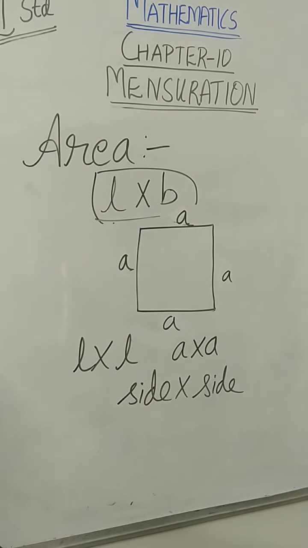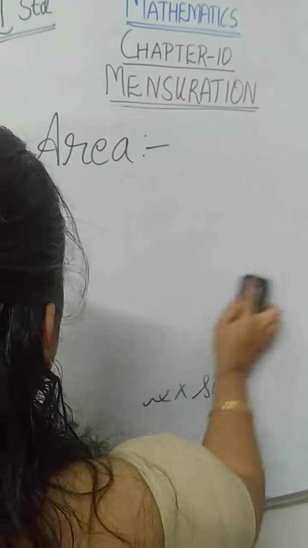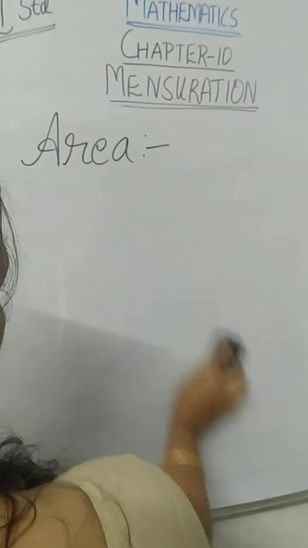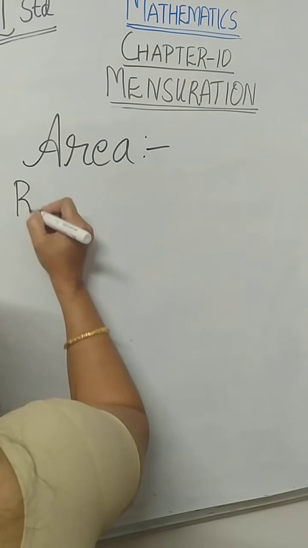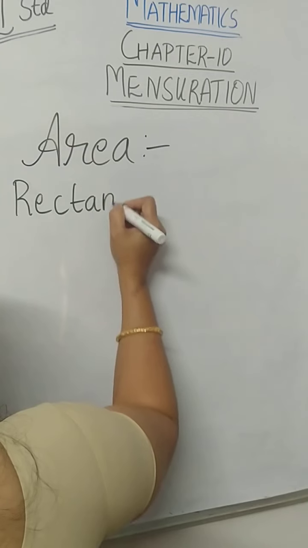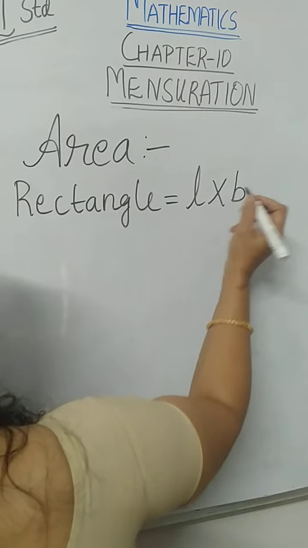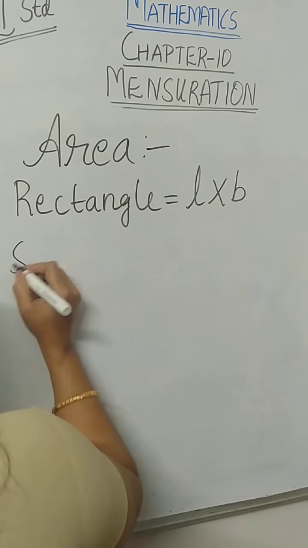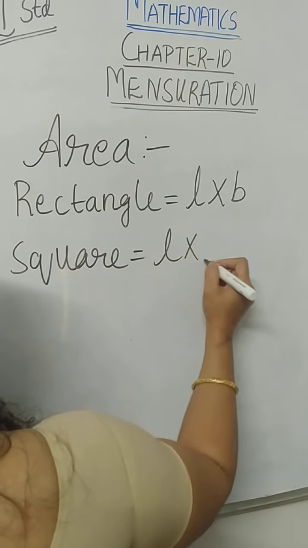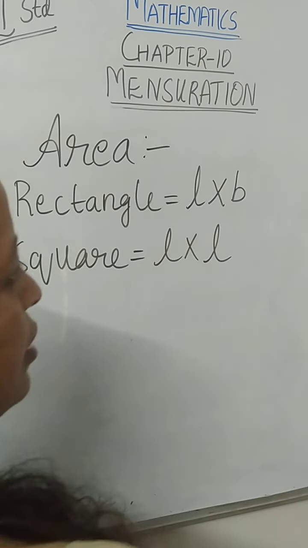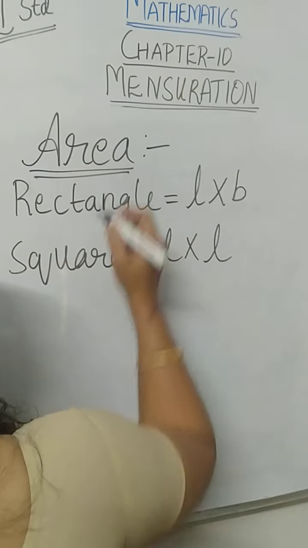So, this is what we are going to learn now. Area of rectangle, also area of square, we are going to learn. First we learn area of rectangle. Area of rectangle is calculated using the formula L into B, that is length into breadth. Area of square is calculated using the formula L into L, that is one side into another side, because all sides are equal.